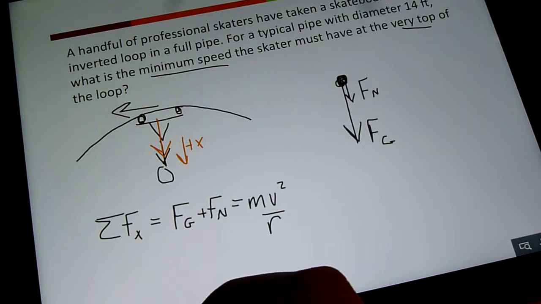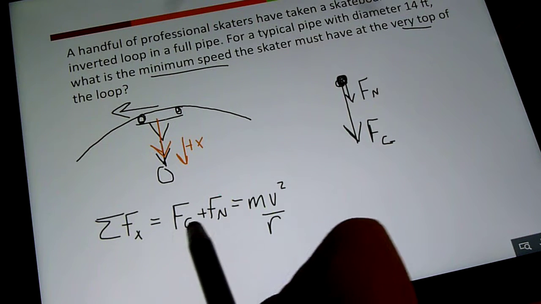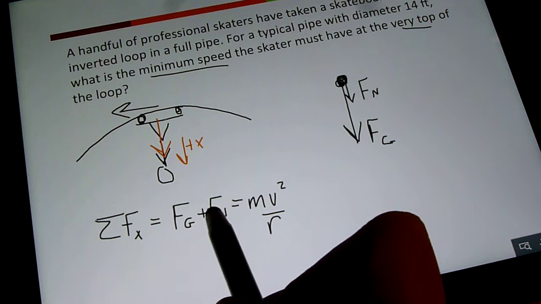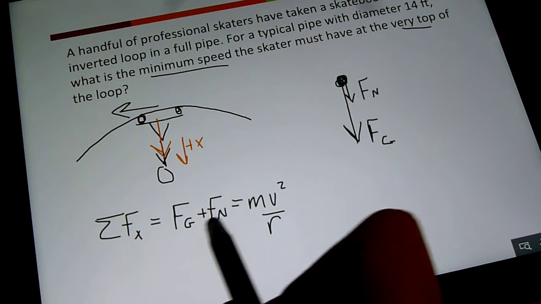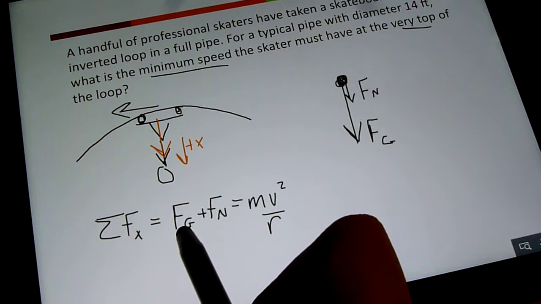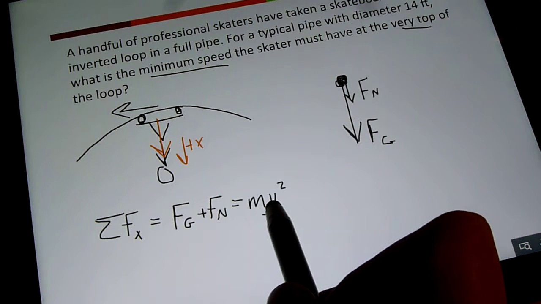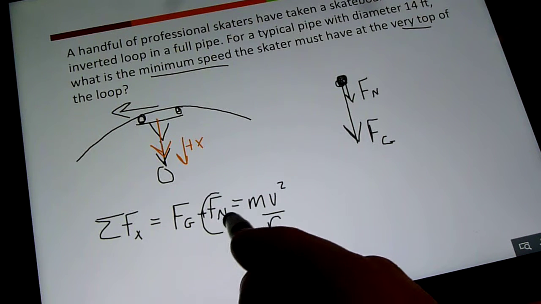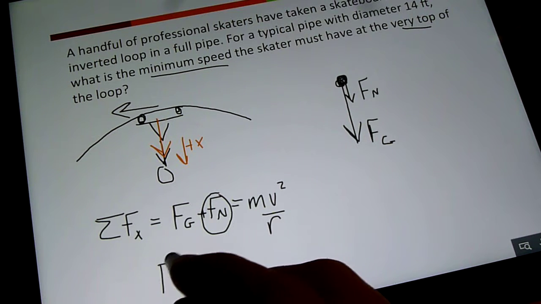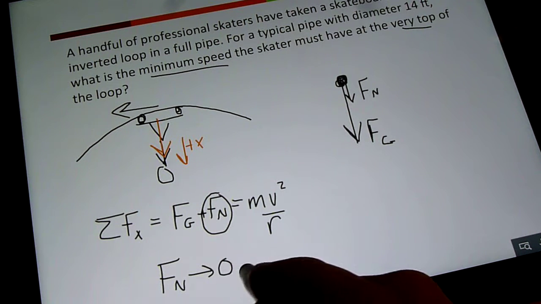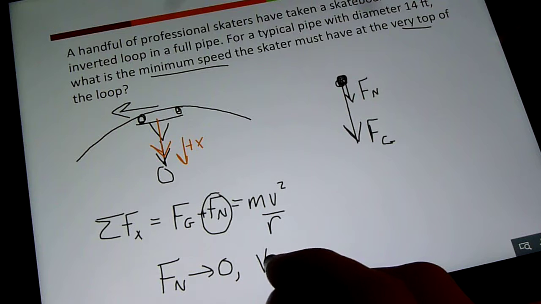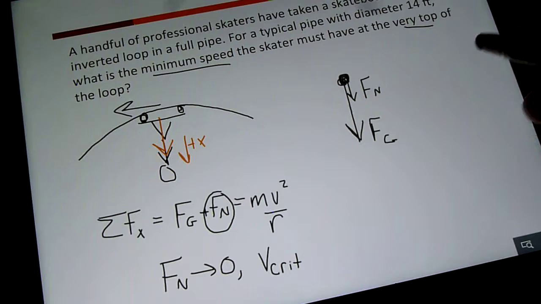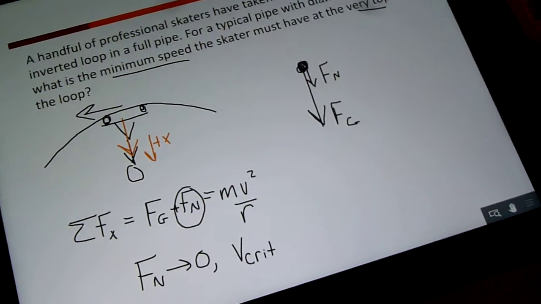So here we can see, okay, as my weight stays the same, as my velocity increases, something has to increase over this side, so that's going to be my normal force because my weight is staying the same. So that means that my velocity can get smaller and smaller and smaller until that threshold where my normal force goes to 0. So as Fn goes to 0, that is what I'll call v critical, my critical speed, my minimum speed to go around the top of my loop.